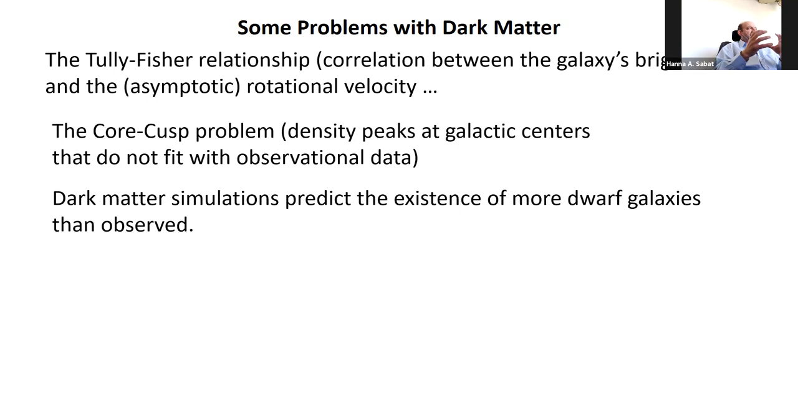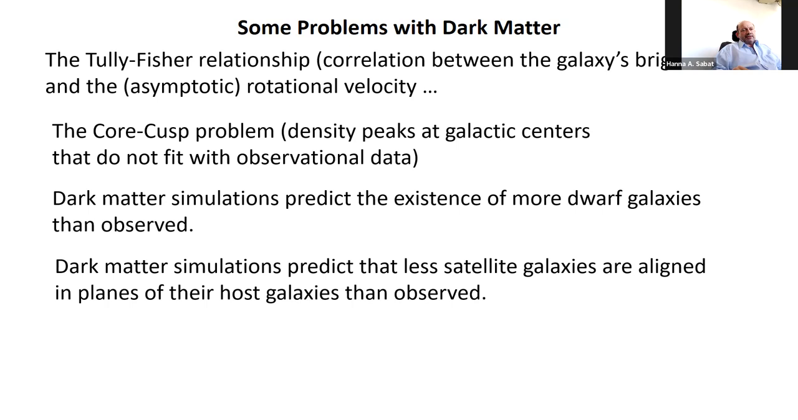Now, dark matter simulations predict that there are more dwarf galaxies than we observe. But that's also a failure of the dark matter assumption or theory. A fourth point about the shortcomings or problems with dark matter is that dark matter simulations predict that fewer satellite galaxies are aligned in the planes of their host galaxies than observed.